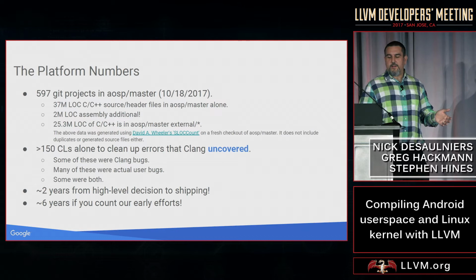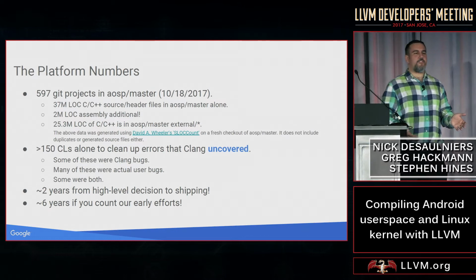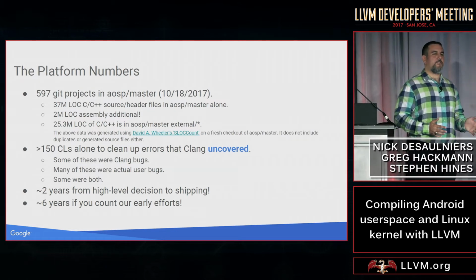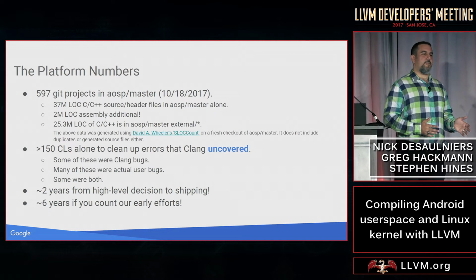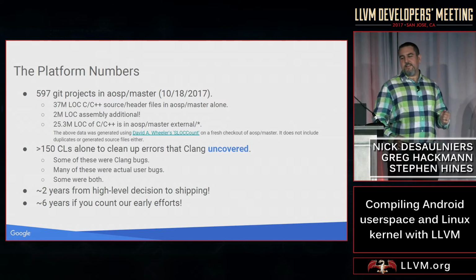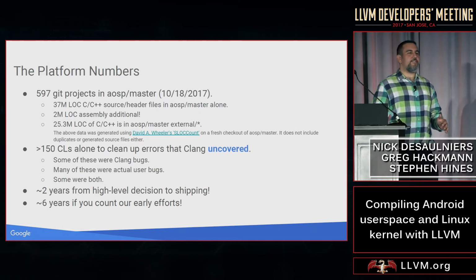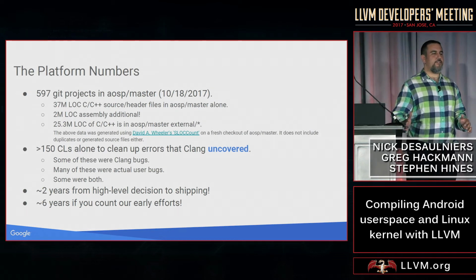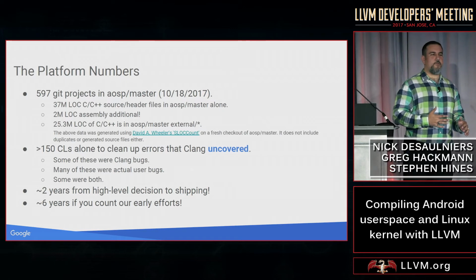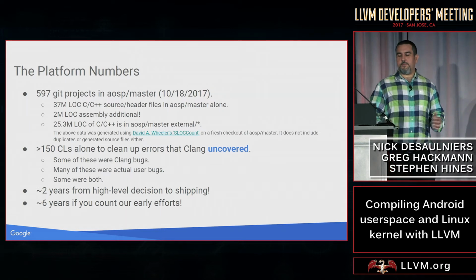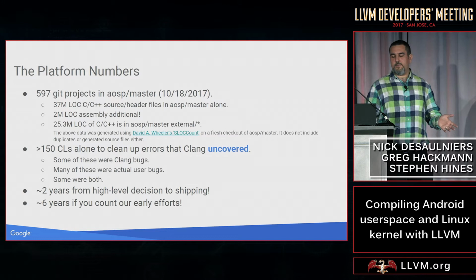And about 25 million of these lines are actually in the external, like third-party projects. So these are things that are harder to migrate because you have to fix it in the upstream first, or at least hope that you're going to fix it in the upstream if you do insert a hack. So we had over 150 CLs to clean up errors that Clang uncovered. We only started counting this in like 2014. So this ignores years and years of work before this. Some were Clang bugs, some were user bugs, some were both.